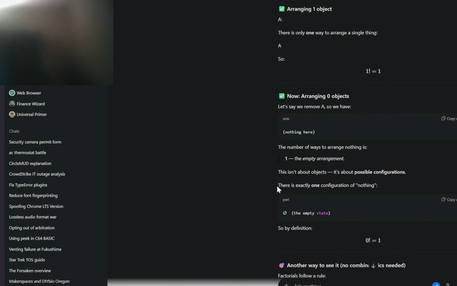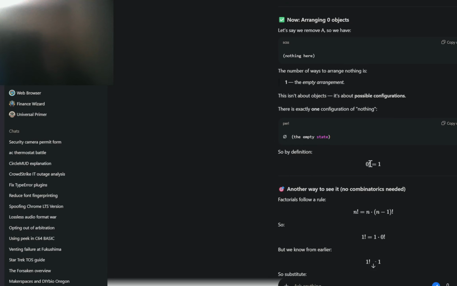Now arranging zero objects, so let's say we remove A, so that we have nothing here. The number of ways to arrange nothing is 1. The empty arrangement. This isn't about objects, it's about possible configurations. There's exactly one configuration of nothing. So by definition, 0 factorial is 1.